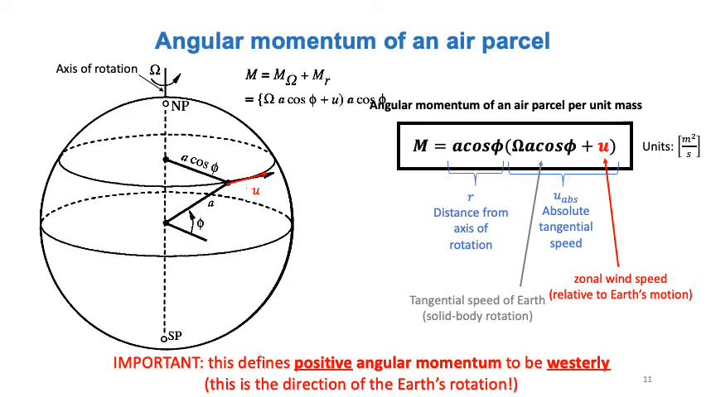What's really important here, and to highlight, is this defines angular momentum as positive to be westerly, which means towards the east. Just as we say a positive zonal wind is westerly, we say that's positive because that's the direction of the Earth's rotation itself. So important is, when we say angular momentum, we're really thinking of westerly angular momentum.